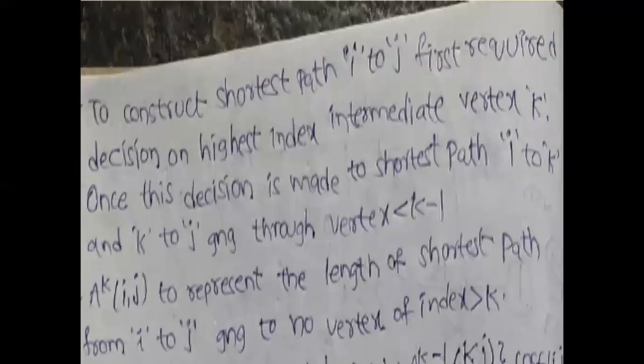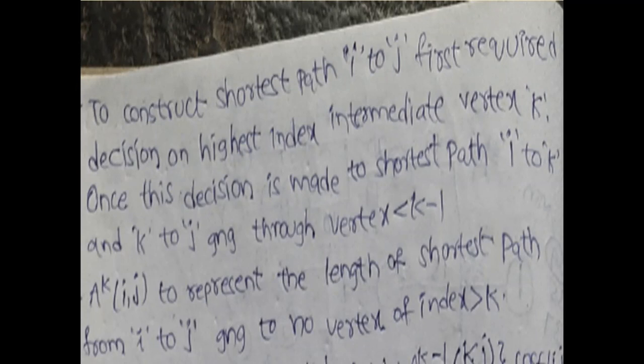To construct the shortest path from I to J, first a decision is required on the highest intermediate vertex K. Once the decision is made, the shortest path from I to K and from K to J must go through vertices less than K minus 1. Suppose the highest intermediate vertex is 2, then the intermediate vertices from I to 2 must be less than 2.